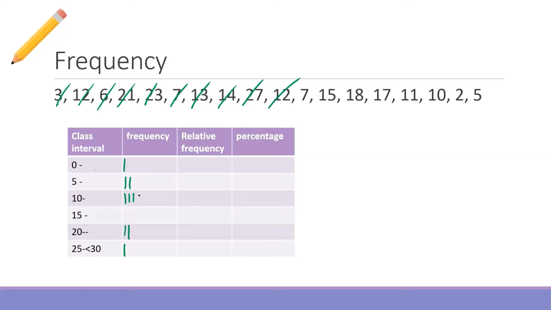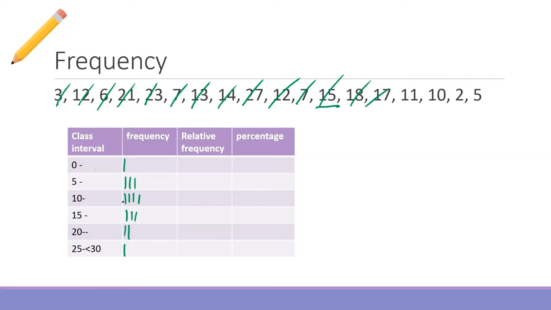12, 7, I'm quite confused there. 15, oh, okay, 15 again. 15 is going to be in this bracket here because it's not 10, this is 10 to 15, but this is 15 upwards. 18, it's going to be in this one here. 17, also going to be in this one here.